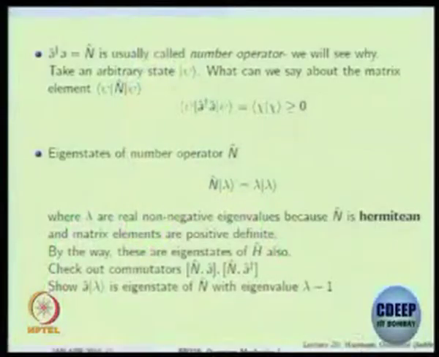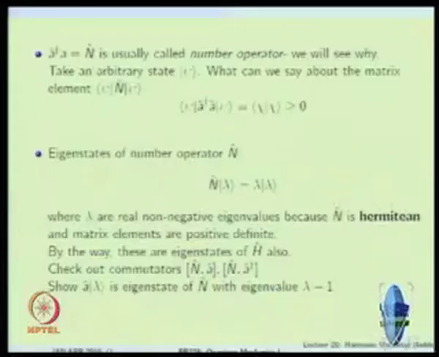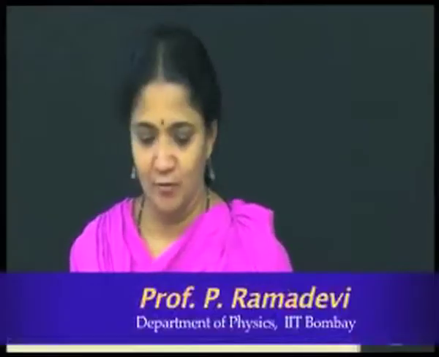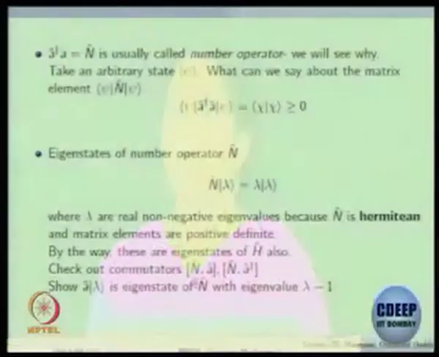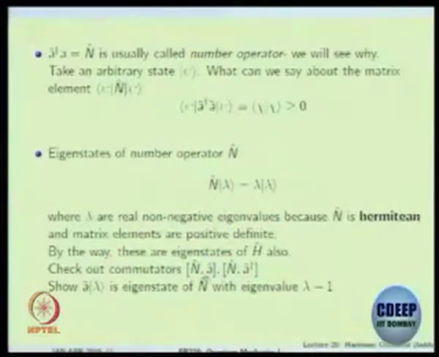We need to find how these ladder operators, A operator and A dagger, act on eigenstates of the number operator. That's the first thing we will do as a curiosity test. Let's do that. To do that, we may need to know the commutators between the number operator and the ladder operators.